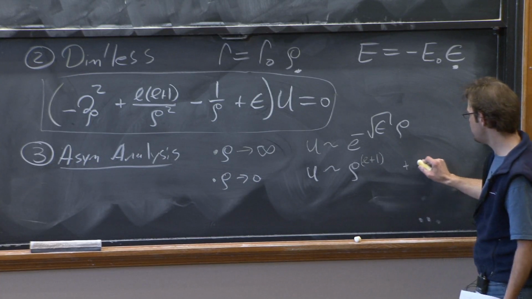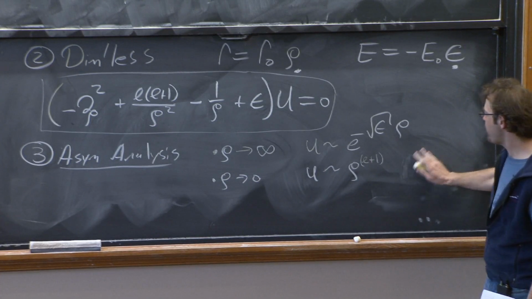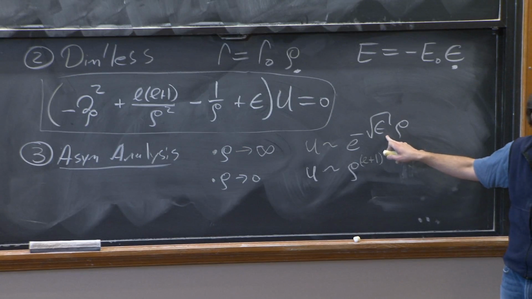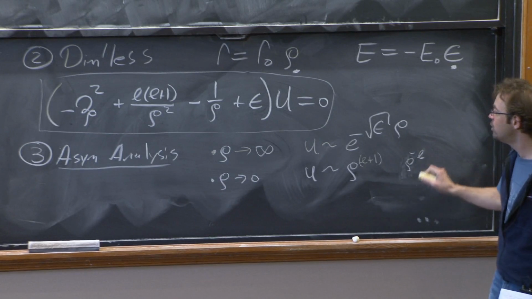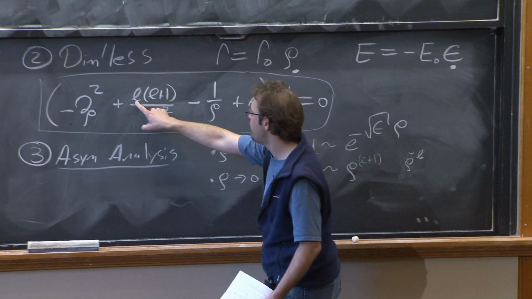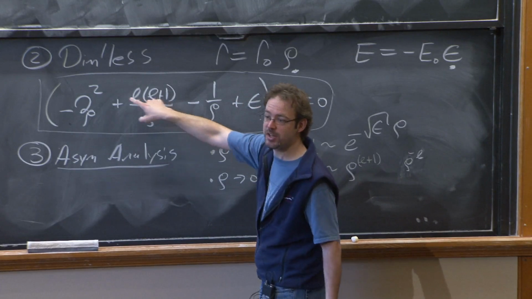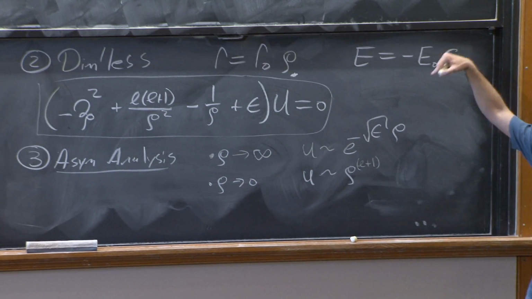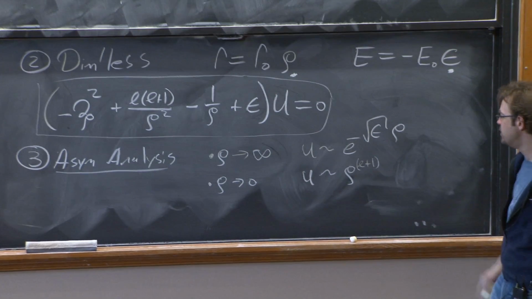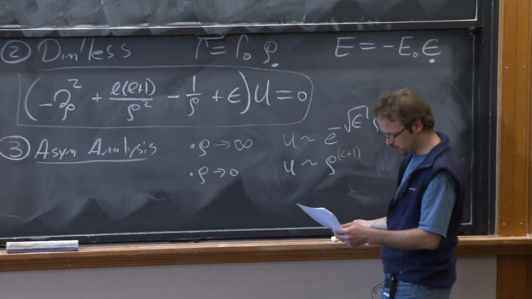There's also another term. In the same way that there were two solutions asymptotically, one growing, one decreasing, here there's another solution, which is rho to the minus L, that also works, because we get minus L, then minus L minus 1, which gives us a plus L plus 1. But that is also badly divergent at the origin. It goes like 1 over rho to the L. That's bad. So these are my solutions.